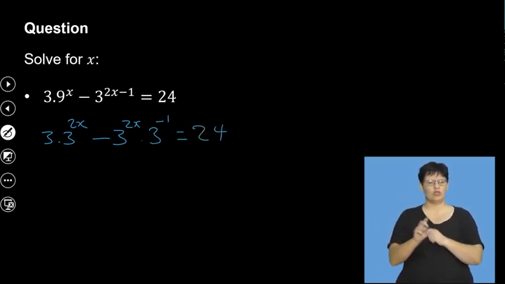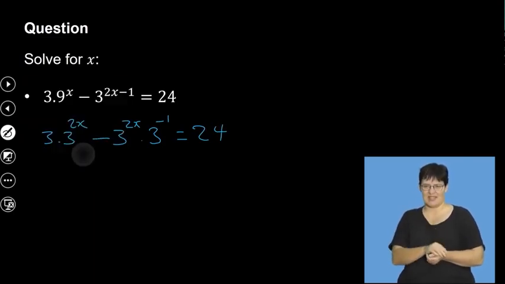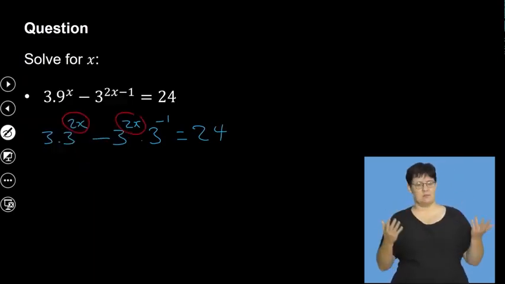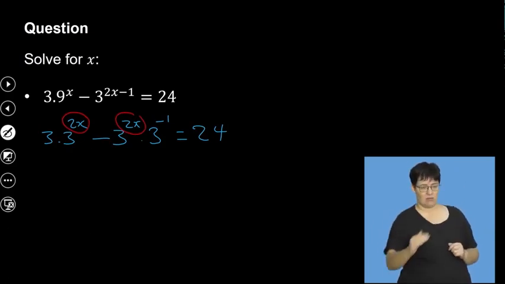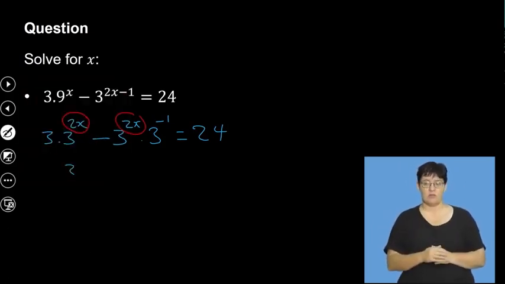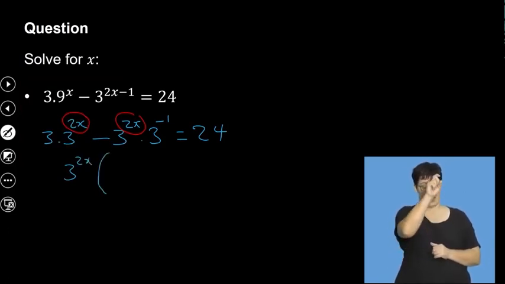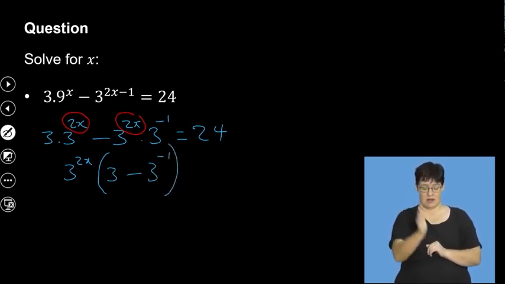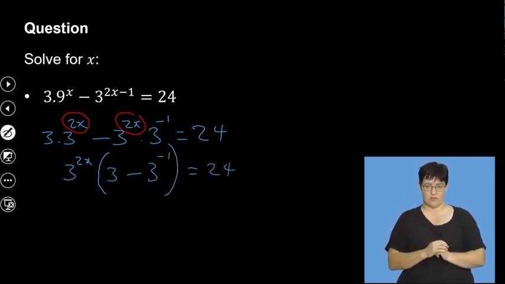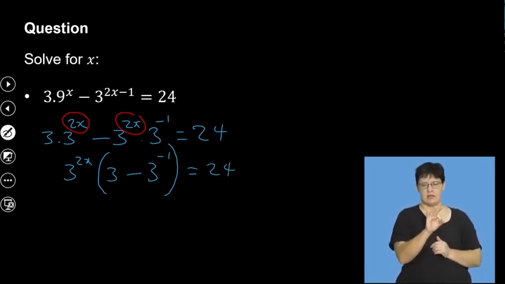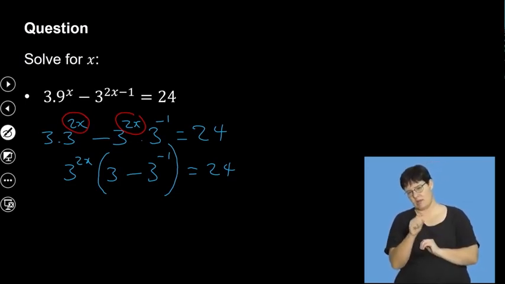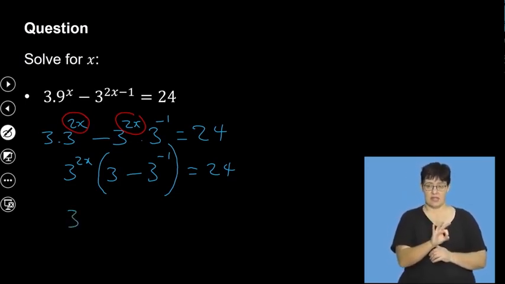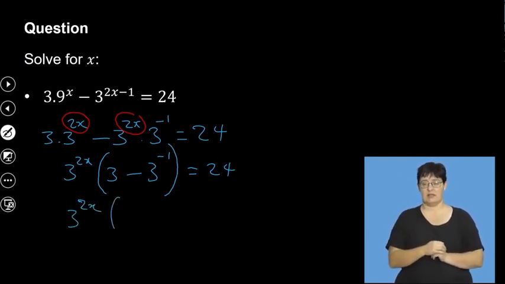Why am I not changing the 24? Because you can see that I have this exponent and that exponent, and they are the same. So it means there's a common factor here. So it will be 3 to the exponent of 2x into 3 minus 3 to the exponent of minus 1 equal to 24. If you simplify the bracket, it will be 9 minus 1 over 3, which is 8 over 3. So this is going to be 3 to the exponent of 2x into 8 over 3.